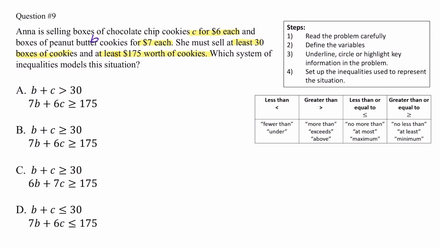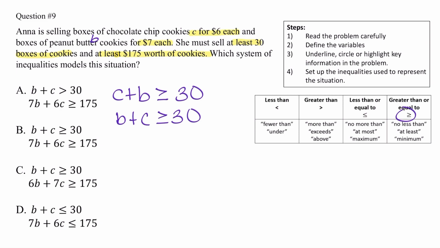So we need to sell at least 30 boxes of cookies, okay? So that means that C plus B has to be at least 30. So if we look at our chart here, it tells us that at least means greater than or equal to. So that means that C plus B is going to be greater than or equal to 30. Well, since addition is commutative, we can write this as B plus C is greater than or equal to 30 also, right? Because that's our format our answer choices are in.